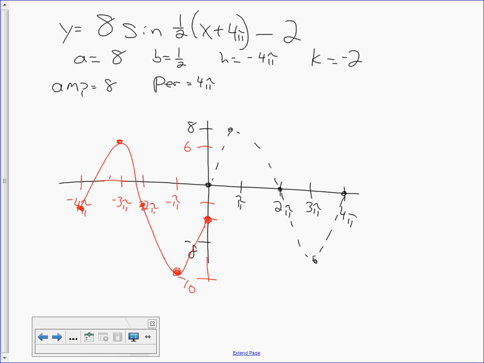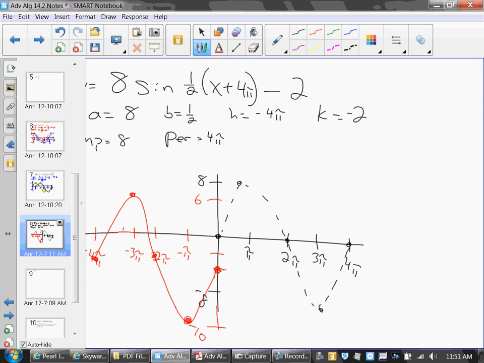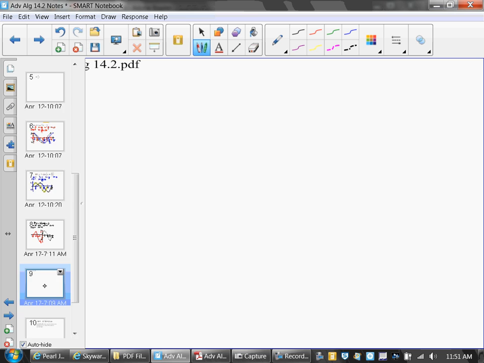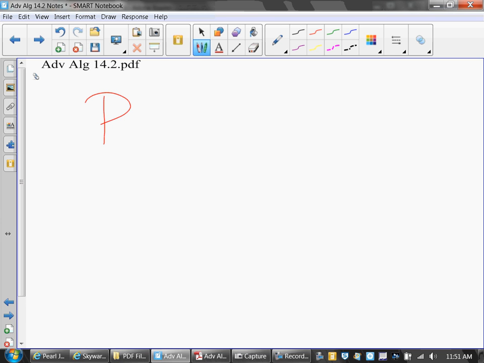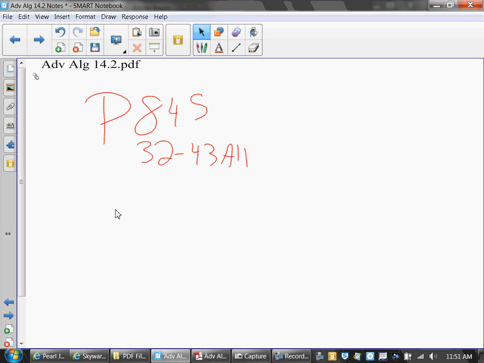Okay. I'm going to give you a couple of these to work on for tonight. I left the page back here. It's on page 845. Wow, that's a long way away. Problems 1 through 2, evens.